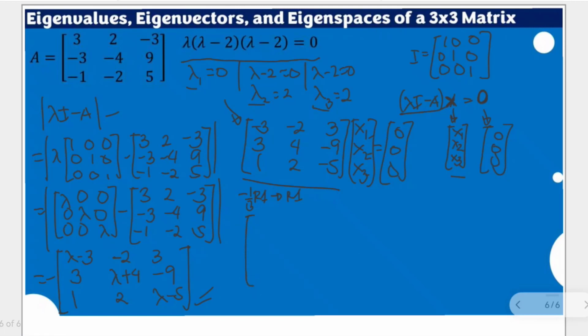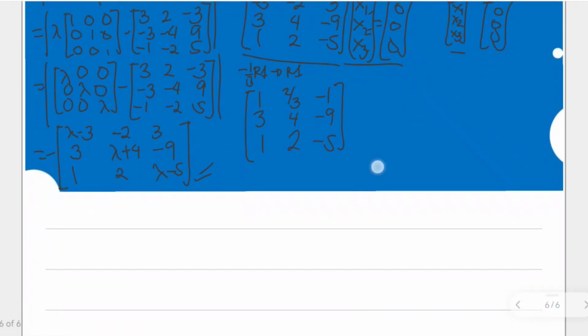So we have here a leading 1, so you have positive 2/3 and negative 1 as you multiply all entries in the first row by negative 1/3. This is still 3, 4, negative 9, 1, 2, and negative 5. Okay, let's remove this expression first and return to it later. We will make this equal to 0. So negative 3 times row 1 plus row 2 to have a new row 2. Then negative 1 times row 1 plus row 3 to become the new row 3.